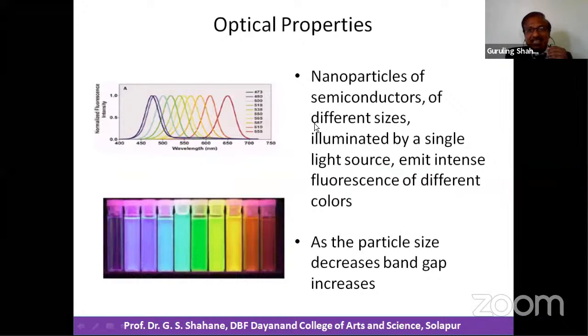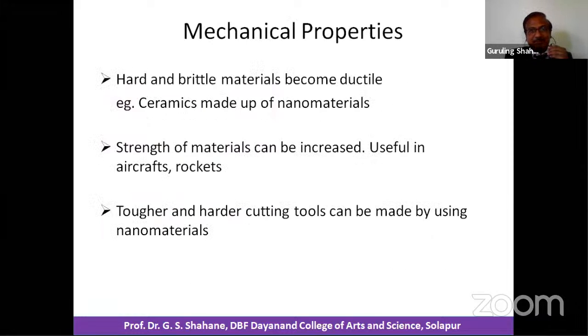Look at these. These are nanoparticles of semiconductors, cadmium selenide nanoparticles, having different sizes and illuminated with the same light. You will see different colors. They are emitting different colors. So this is the change in the optical gap due to the size.